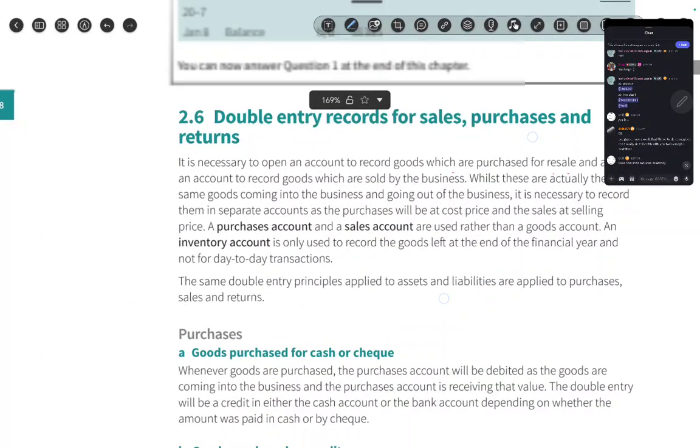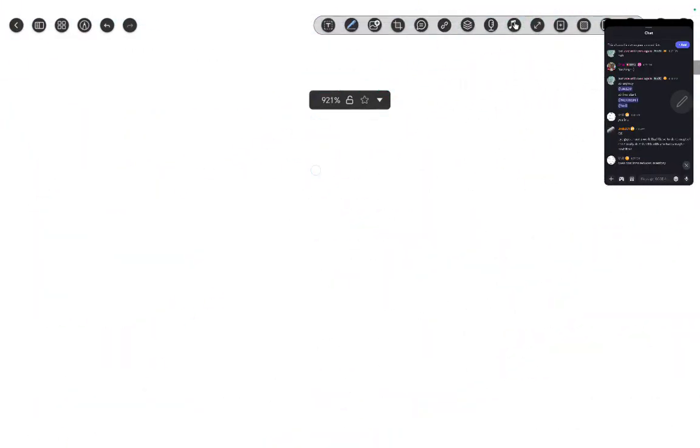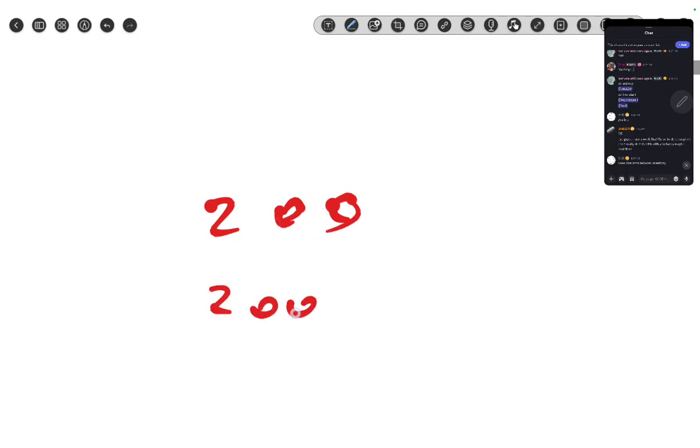These are actually the same goods coming into the business and going out. So if I buy $200 worth of goods, it means that I will also sell $200 worth of goods. So what's the point in making two different accounts? Why do you have to make a purchase account and a sales account? It's because you don't sell them for $200. You only buy them for $200.